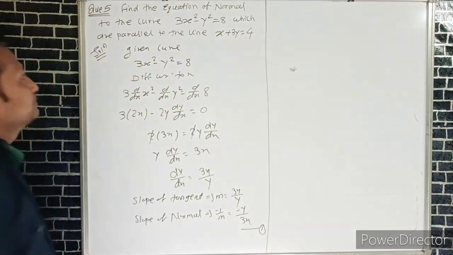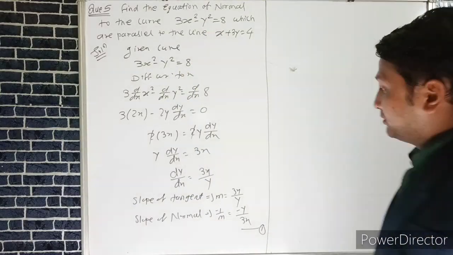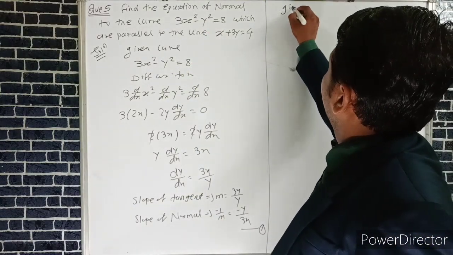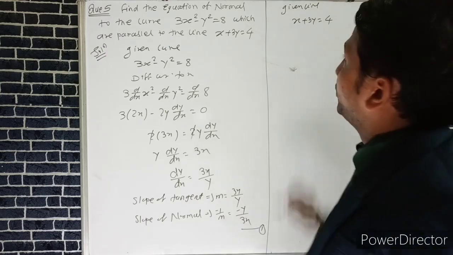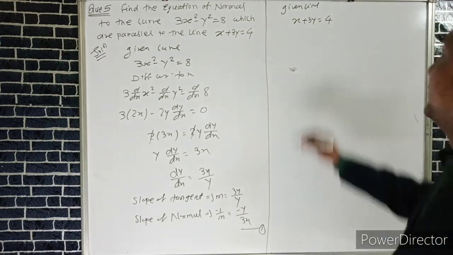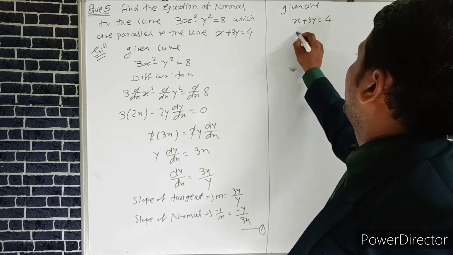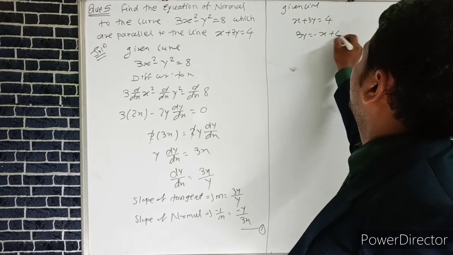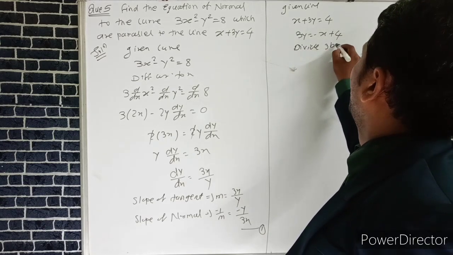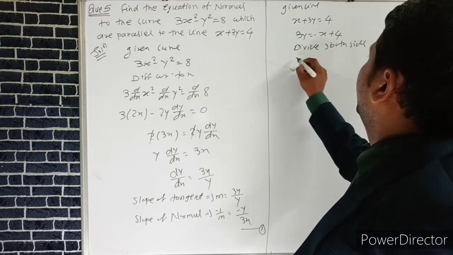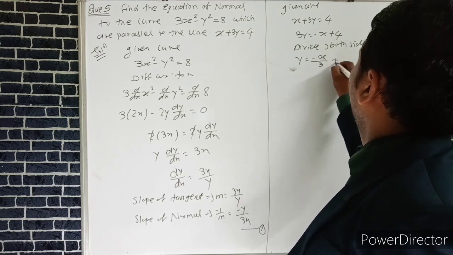So again, the given line which is parallel to this curve, given line x plus 3y is equal to 4. Now we can write this equation in slope form. 3y is equal to minus x plus 4. If we divide by 3 on both sides, we can write y is equal to minus x upon 3 plus 4.